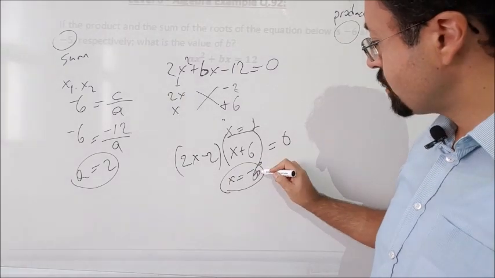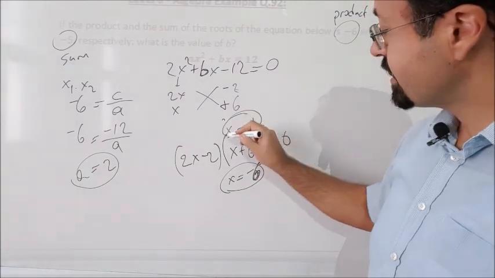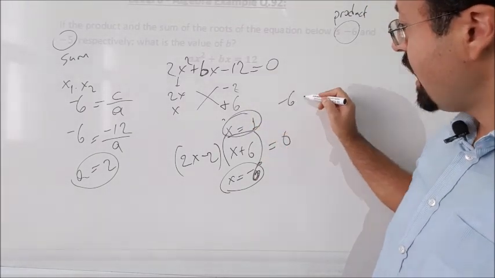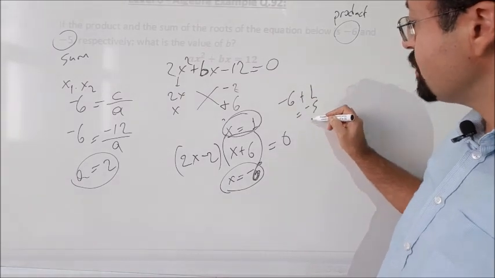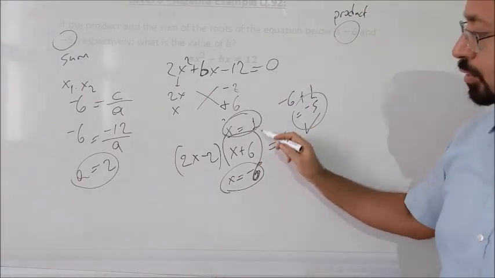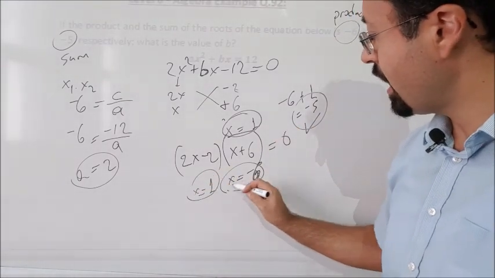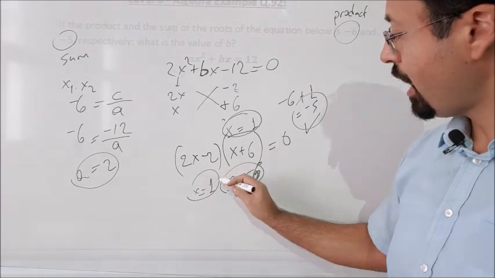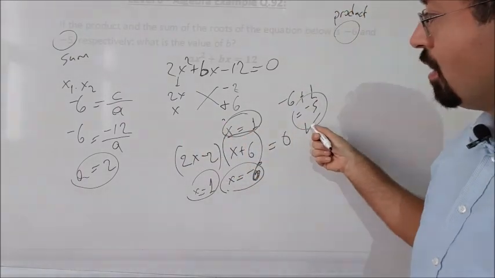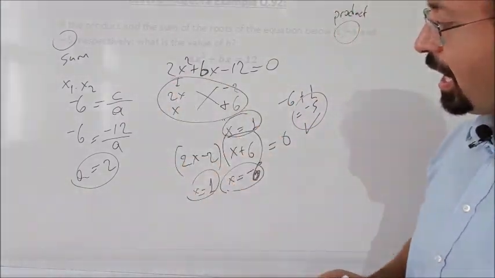So x is minus 6, I'm sorry, minus 6. Okay, x is minus 6, x is 1. So when you add those two up, minus 6 plus 1 is minus 5. So it checks out. The sum of the roots is, this one is 1, the other one is minus 6. So when you add them up, you have minus 5. So you find it. This has to be the right combination, guys.